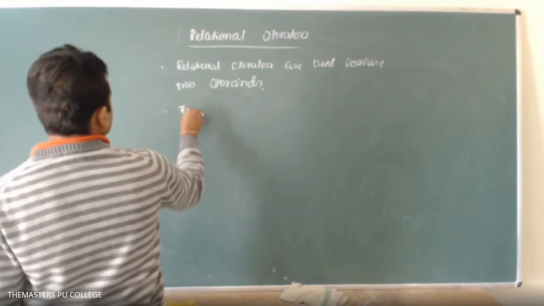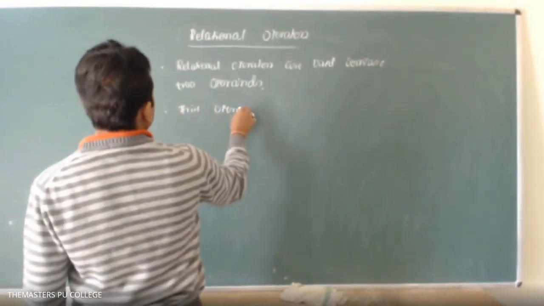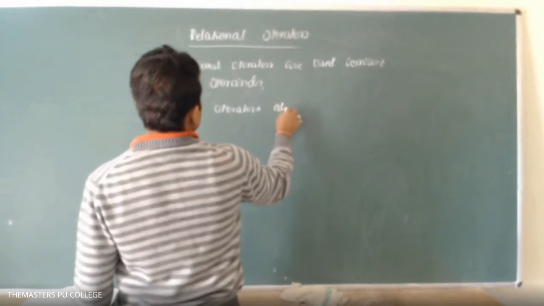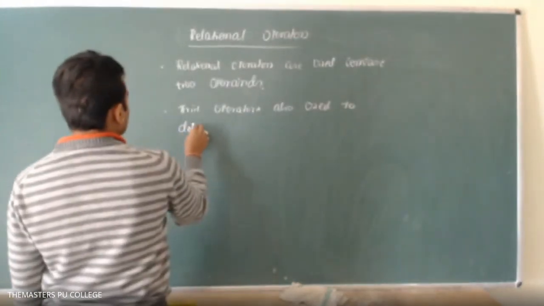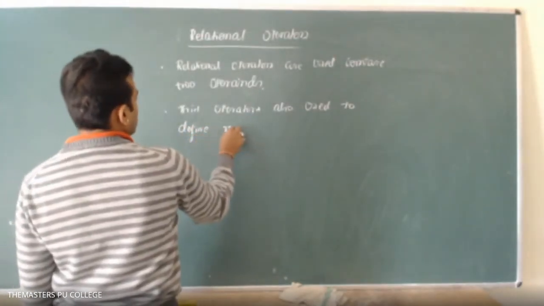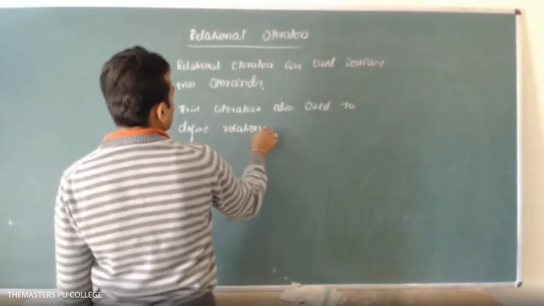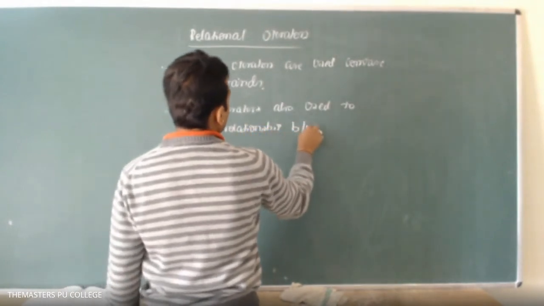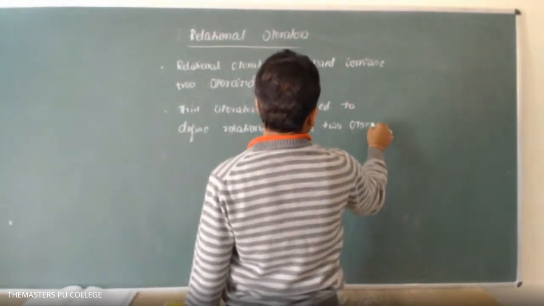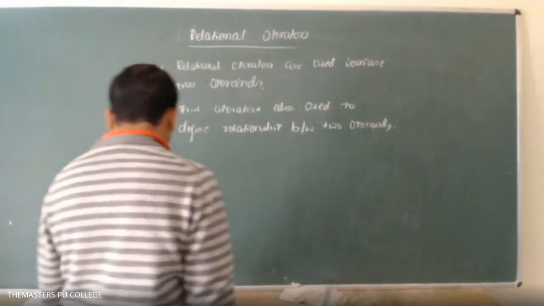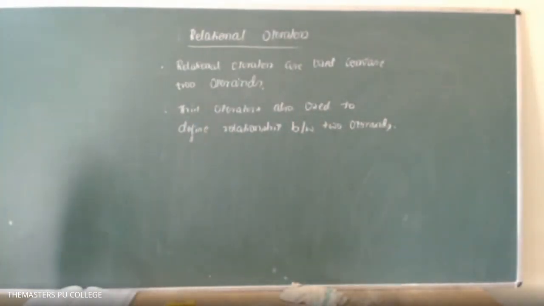So these operators are also used to define a relationship between two operands. Relationship between two operands. It may be a variable, it may be a constant, whatever. I am saying it as an operand. That's it.